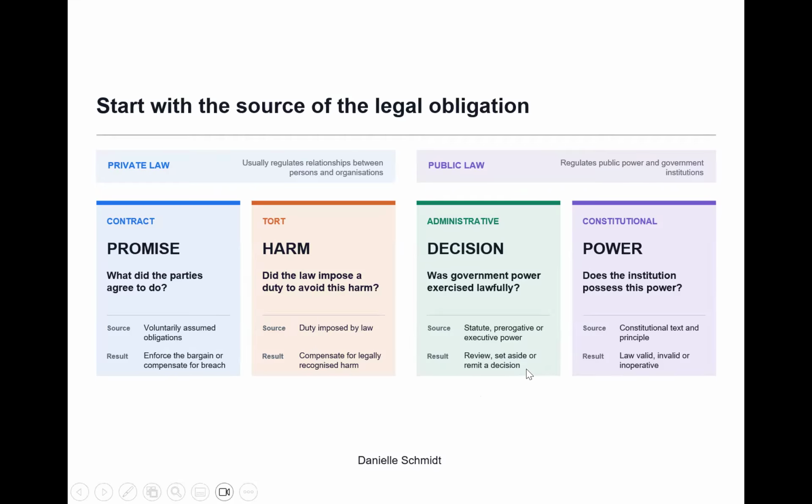So we have private law and public law. Private law, as it says on the screen, usually regulates relationships between persons and organisations, and this is in contrast to public law, which regulates public power and government institutions. Then we're going to delve down further and have a look at the different types.